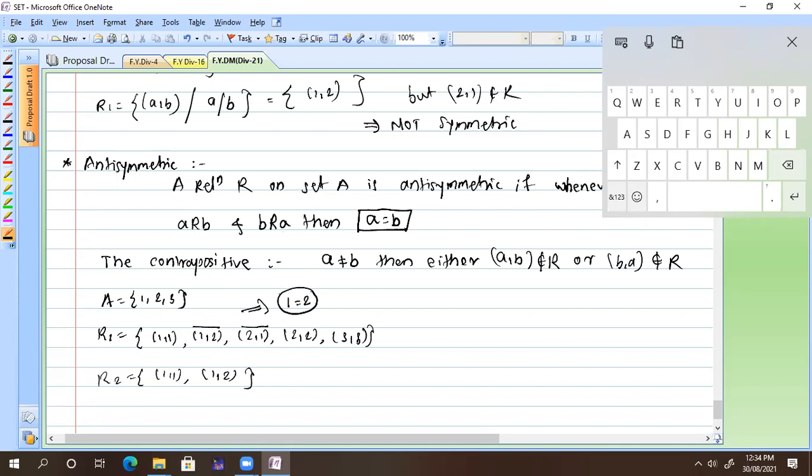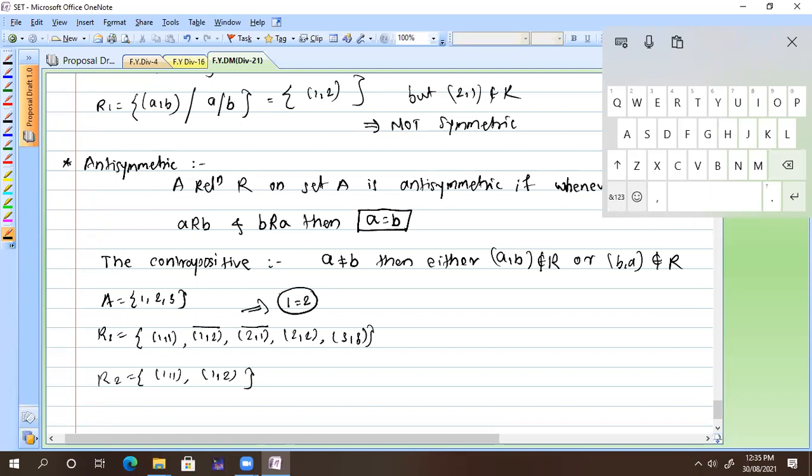What about the second? It's antisymmetric. Tell me how. Because (2, 1) is not present, and as (1, 1) is, so no, it's not antisymmetric. Why? Because (1, 1) is a part of the relation. Well, (1, 1) is a part, but 1 is equal to 1, no?